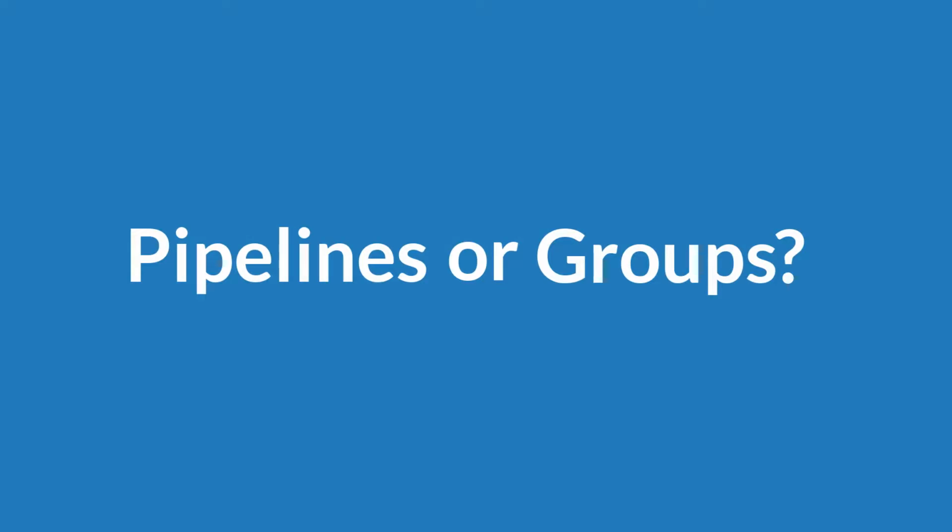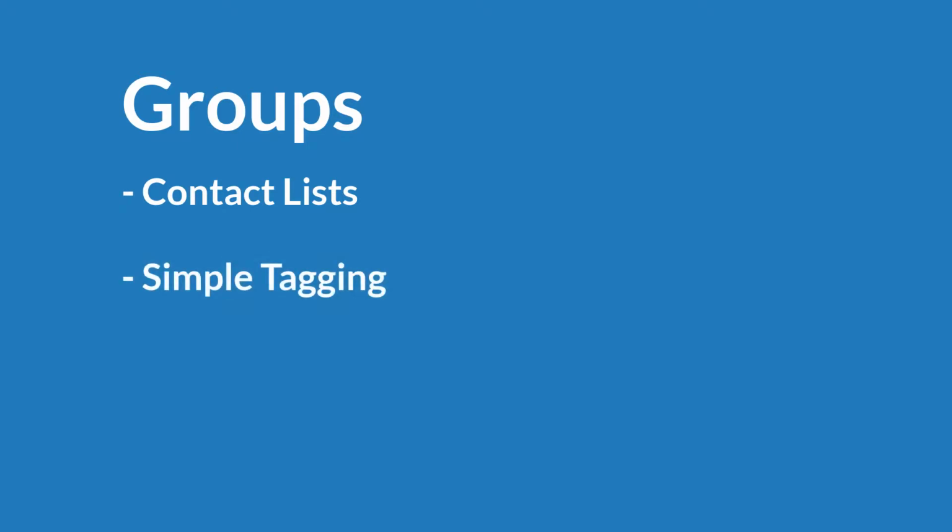But before I sign off, let me mention one common point of confusion in the CRM: when to use pipelines and when to use groups. It really depends on what you need to do. Groups are the far simpler option between the two. They let you build contact lists that are quick to edit and reference, but not much beyond that.